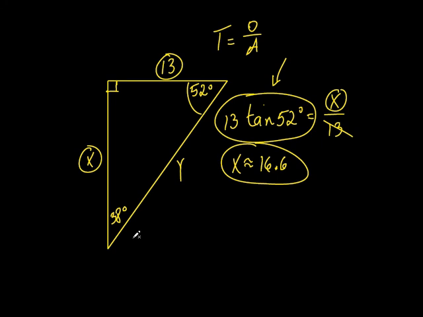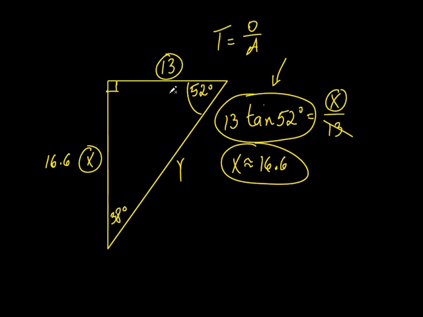Let's do y. So this is 16.6 for x. Now, you could use Pythagorean theorem, but if you use Pythagorean theorem, remember, this is an approximation, isn't it? This isn't exactly 16.6. So when you take an approximation and square it, it becomes even more of an approximation. Does that make sense to you?